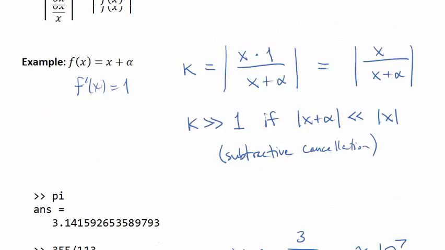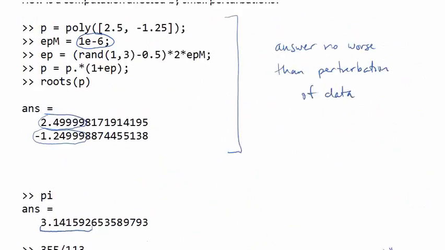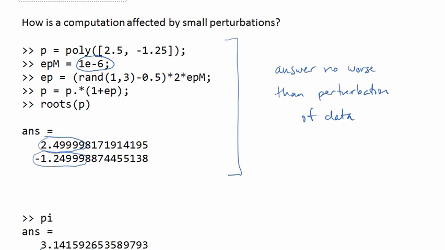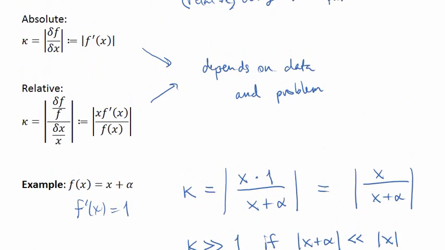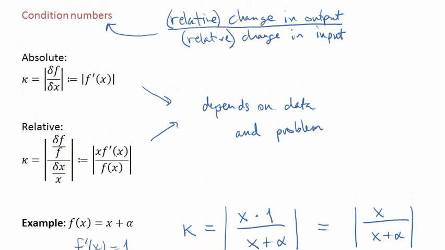On the other hand, going all the way back to our example, here's a polynomial with two roots that are very well separated, 2.5 and minus 1.25. That denominator isn't going to be small at all. You can work out the numbers, and you'll see that in this case, kappa really is no bigger than 1. And so therefore, there really was no possibility of the error getting amplified in this problem. So you see, we have this tool now of the condition number, which tells us the amount by which the change in the output can grow relative to the change in the input.